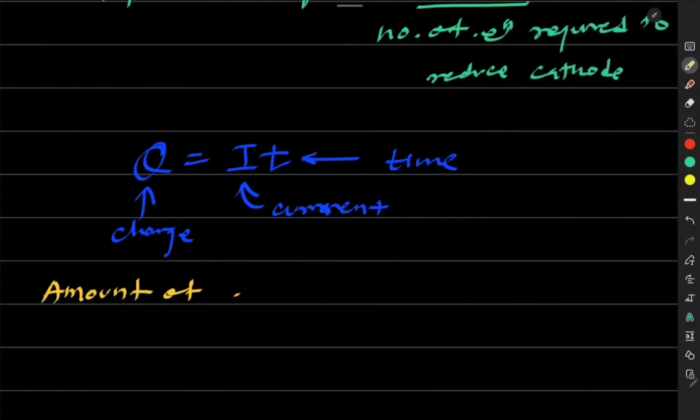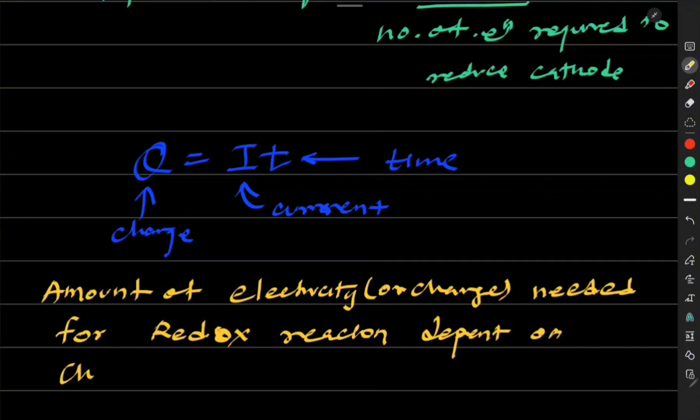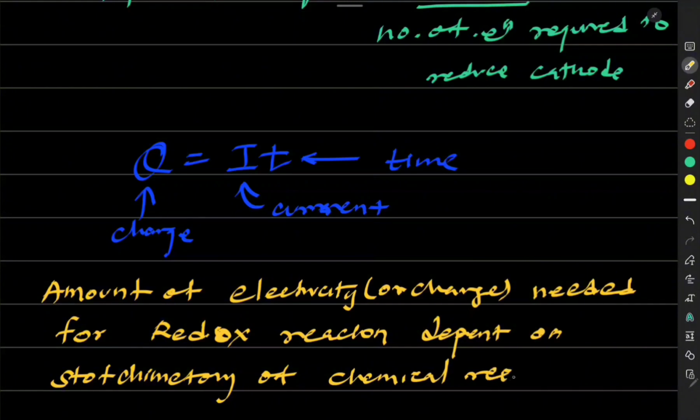Amount of electricity, or we can take it as charge, needed for oxidation or reduction reactions depends on the stoichiometry of the chemical reaction.